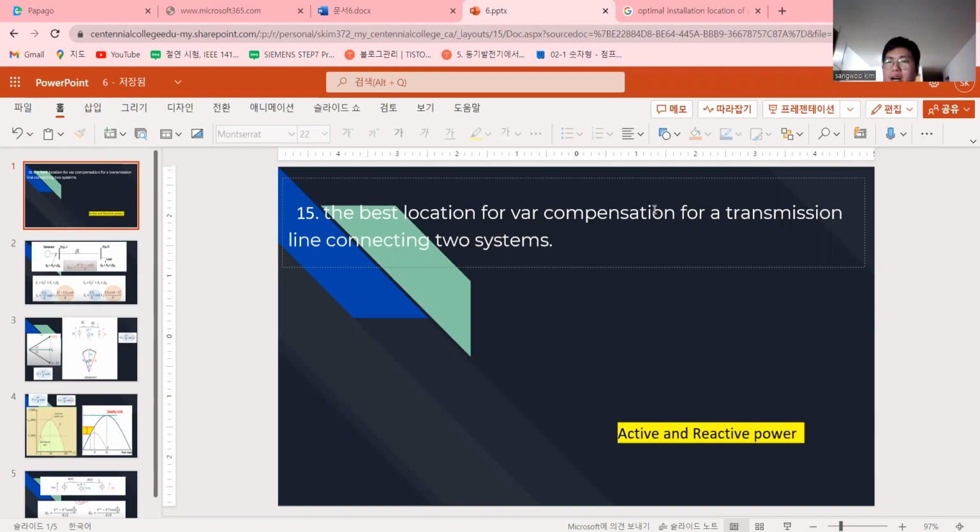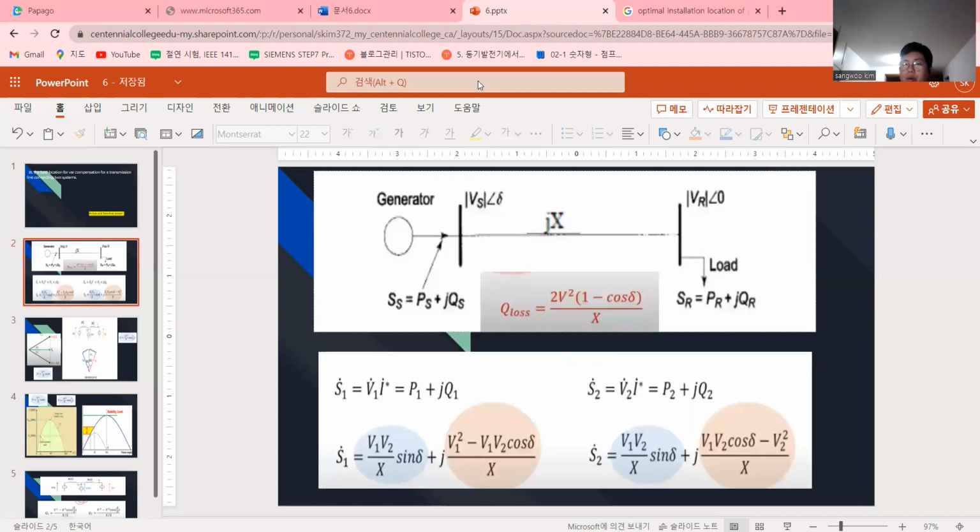Bar compensation is like an SVC, a capacitor bank, or a FACTS device like that. So we will do a quick review, a little bit. So this is a power line, and this is the sending end VS, and here is the receiving end VR, right?